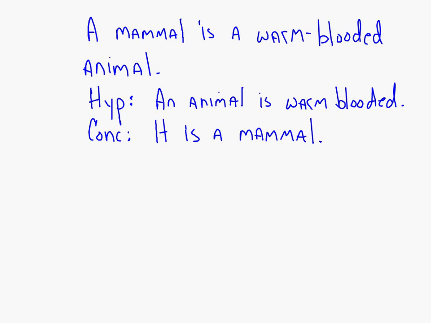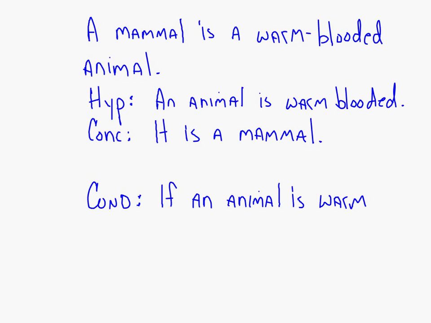All right, you got a hypothesis, you got a conclusion, and now you're going to write a conditional. Who wants to write the conditional? You're going to put it in if-then form now. Yes. Pierce. If an animal is warm-blooded, then it is a mammal.